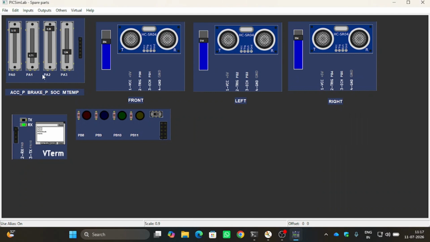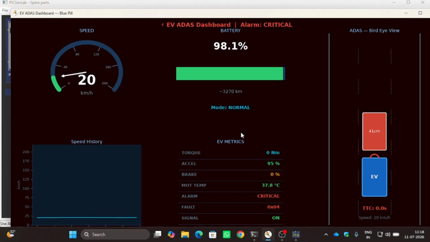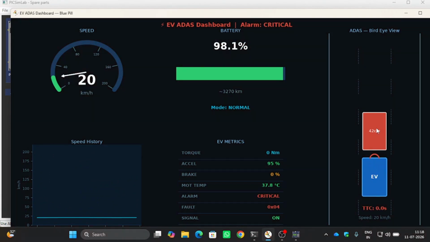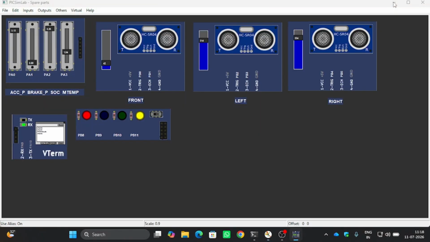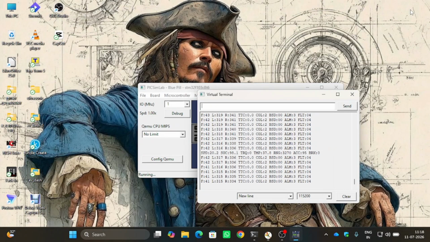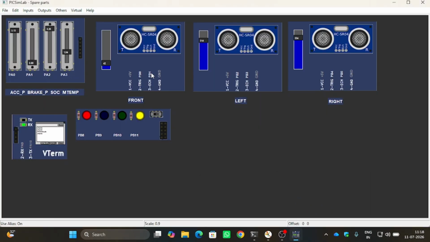Decreasing the front collision value, here we can see the indication of the critical alarm in the LED. On the Python dashboard, we can see the critical alarm and how much distance the vehicle before us is. Now I'm increasing the front.